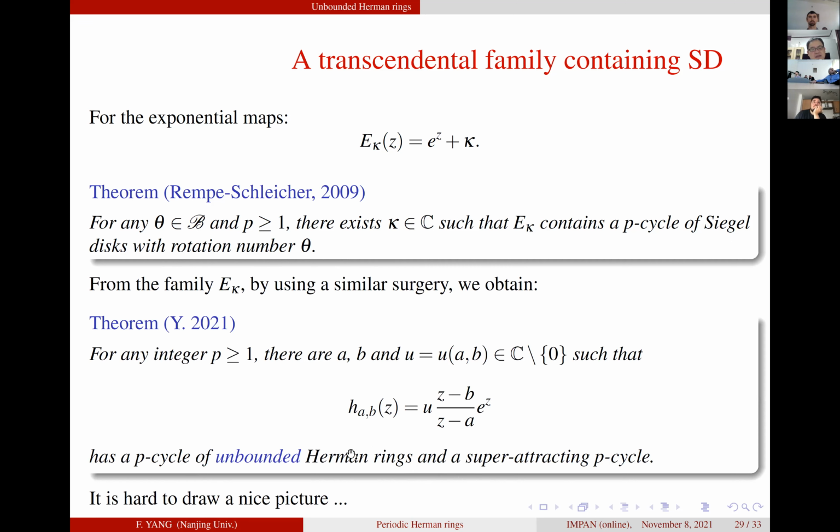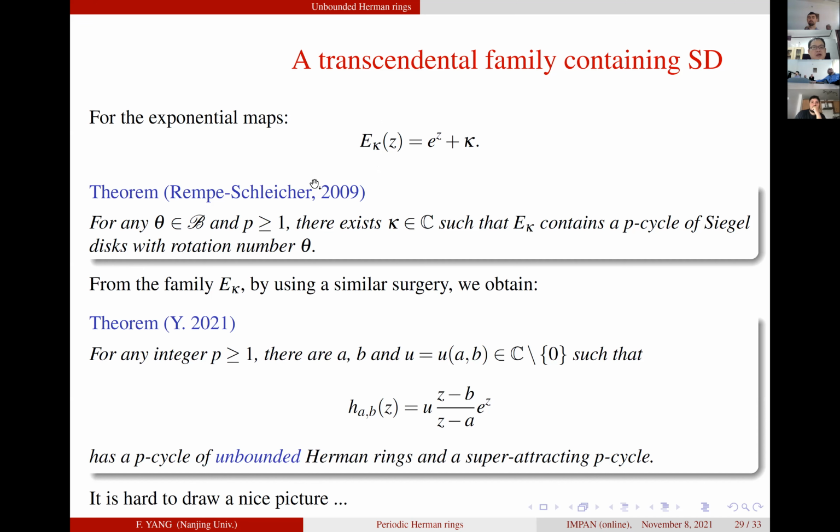But the difference is the Herman ring construct in this case is the Herman ring. I should say sometimes it is unbounded, but not always unbounded. Sometimes it's unbounded, because if the rotation number is Herman type, then the Siegel disk of this map is unbounded in the complex plane. Then the Herman ring after surgery should also be unbounded.